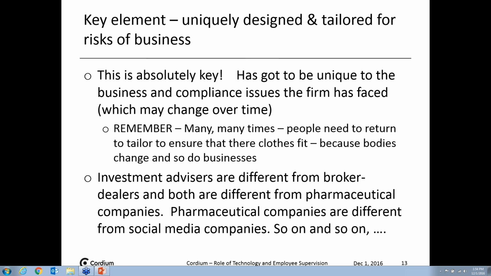And one of the key things, which is this recurring theme that I talk about, is it's got to be unique as it changes over time, because that uniqueness may change over time. So, I put what was meant to be slightly funny, we use this term tailor. Lots of times people's bodies change and they've got to go back to the tailor to ensure that their clothes fit. And so do businesses, and so do compliance programs, and so do employee supervision programs. Investment advisors are different from broker-dealers, and both of those firms are different from pharmaceutical firms, and pharmaceutical firms are different from social media companies, and so on, that we need to focus on that.